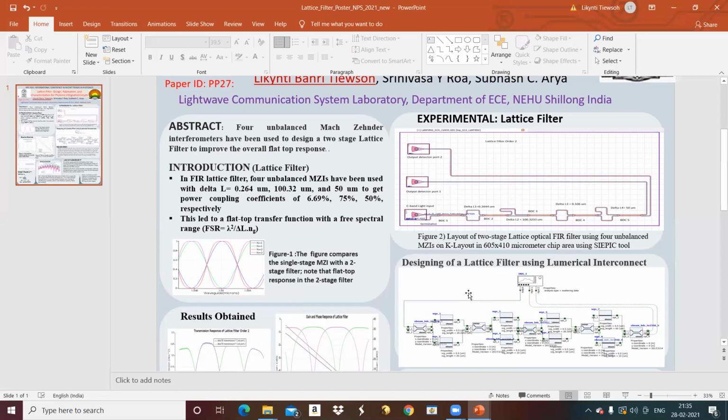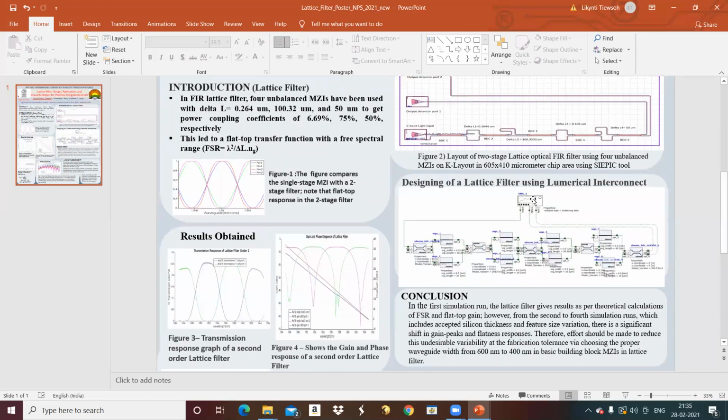We have also designed the second-order lattice filter in Numerical Interconnect. Here, it's an optical network analyzer through which the input or output is taken. And this one is a broadband directional coupler. As we can see, we have used 5 broadband directional couplers in K-layout. Also, we have used 5 broadband directional couplers in Numerical Interconnect.